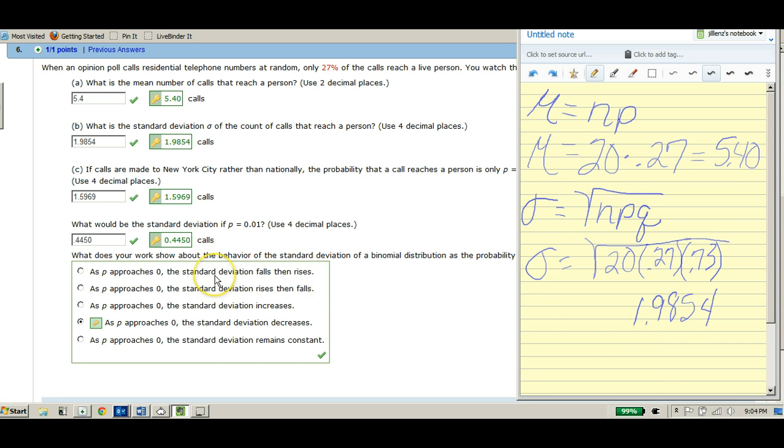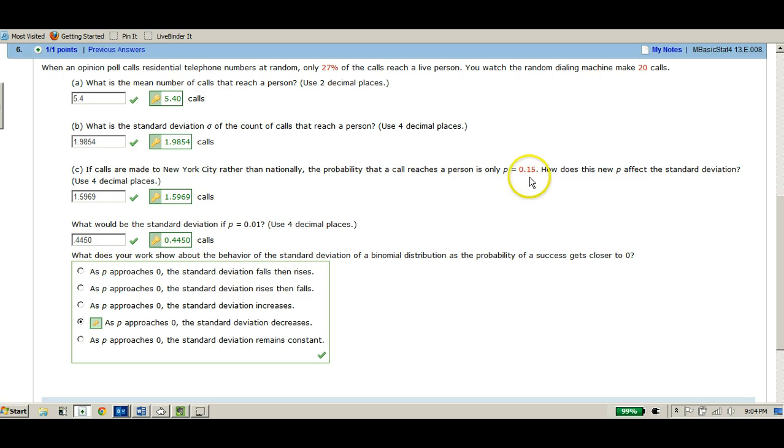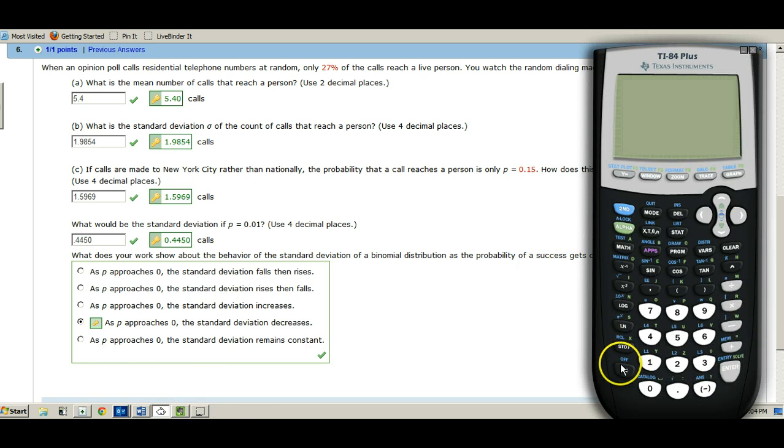So when they ask us to find, we're going to change a little bit. We're going to change p from 27% to 0.15. I'm going to pull up my calculator here so that we can take a look at this. If I put in the square root of 20 times 0.27 times 0.73.